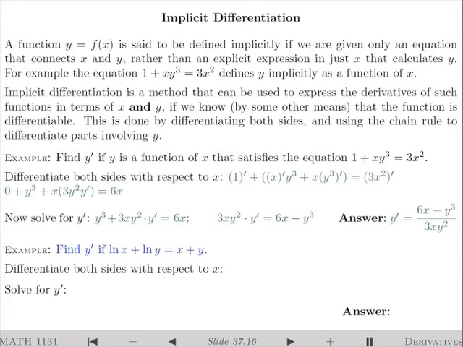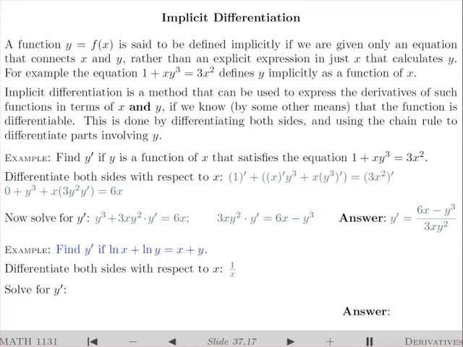Let's look at another example, ln x plus ln y equals x plus y. I'm going to use the same technique. So the first step is the same. On the left, I have two terms, so I differentiate term by term. First term has just x in it, I differentiate as usual. Derivative of ln of x is 1 over x. Second term is ln y. So it's ln of a function. So I have to use the chain rule.